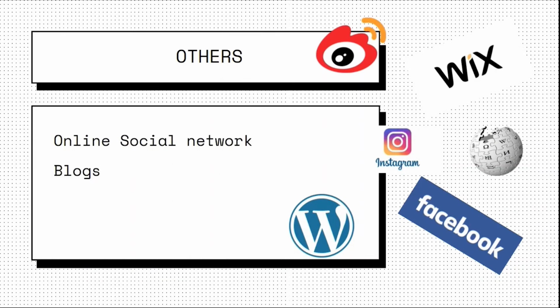Besides those features and services, the Internet and the web also bring us the use of online social networks like Facebook, Instagram, Weibo, personal web pages, and wikis like Wikipedia.